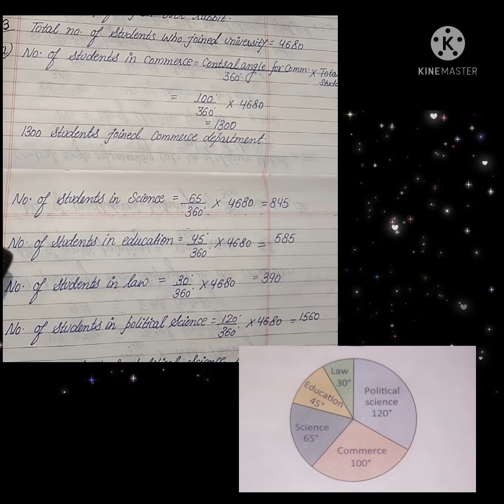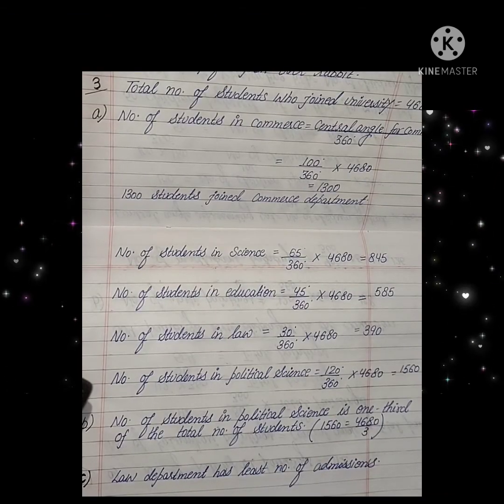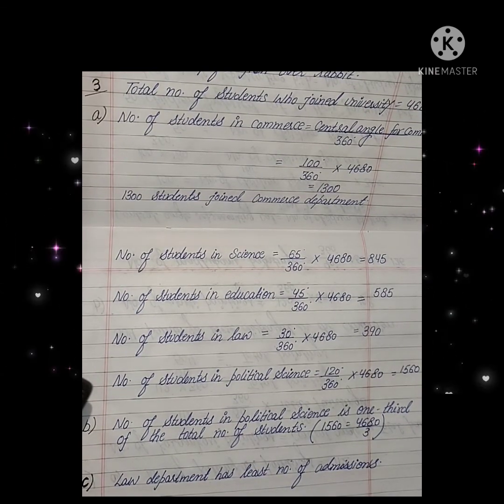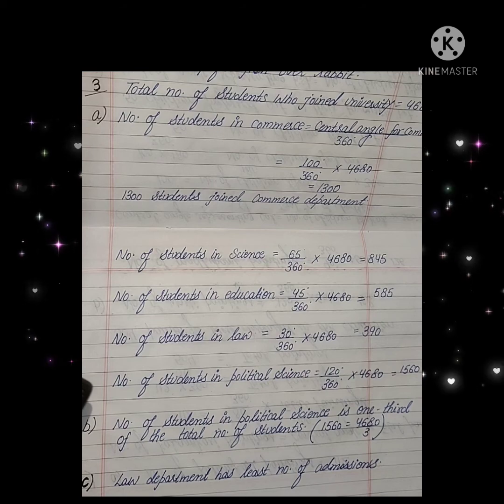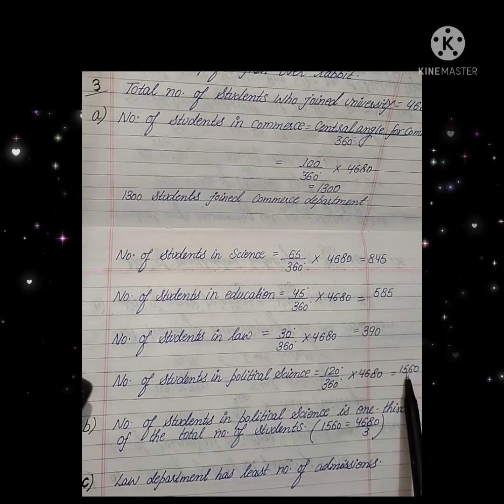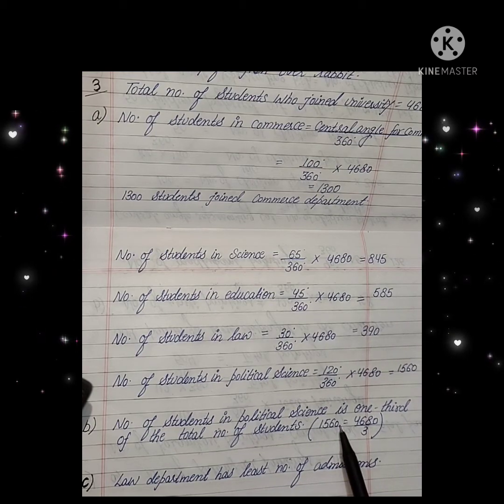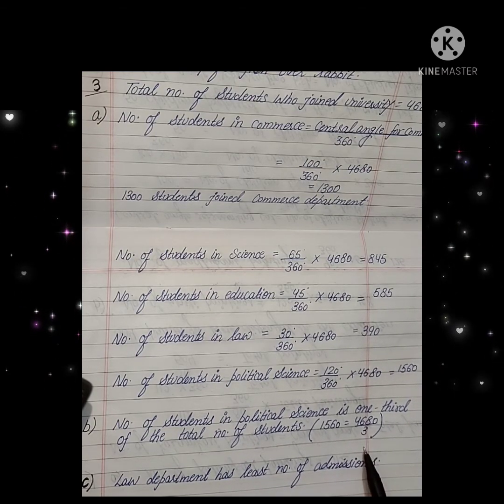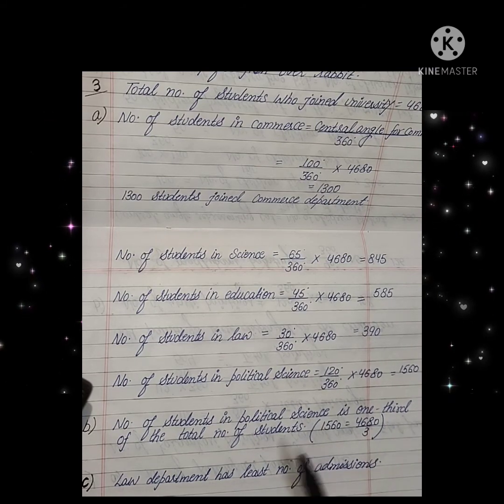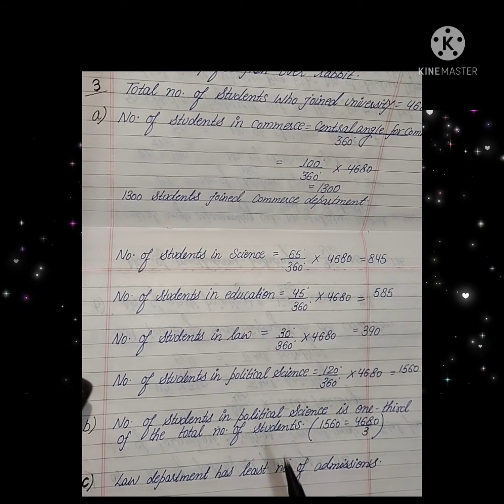Let us do B part. In B part, we have to tell in which department the number of students is 1/3 of the total students. And we see in political science 1560 students got admission, which is 1/3 of the total. So in political science department 1/3 of the total number of students got the admission.